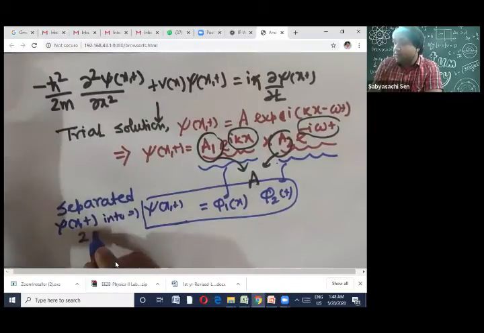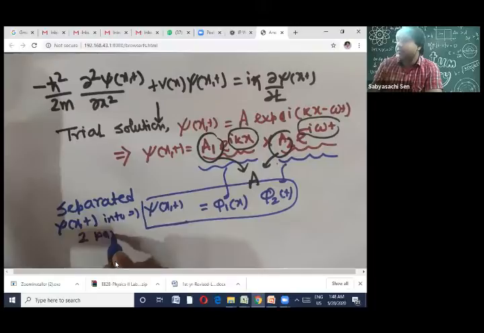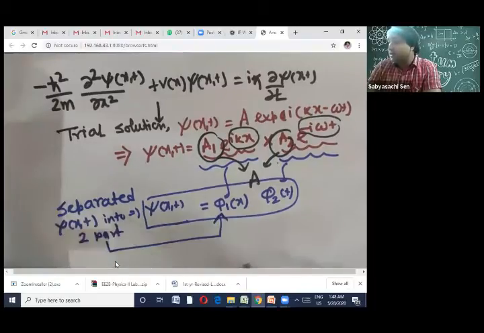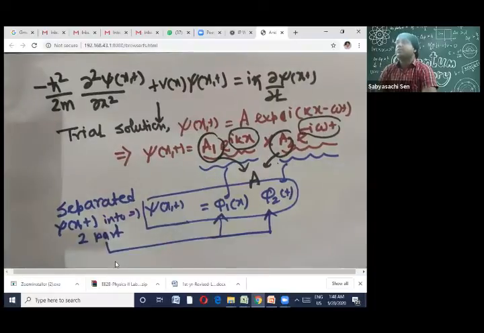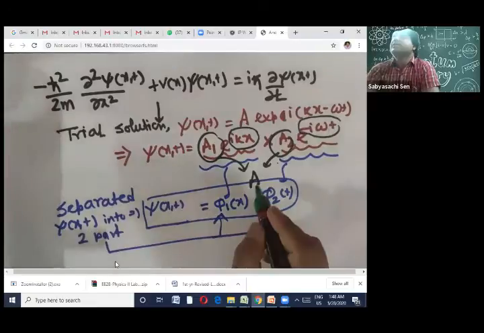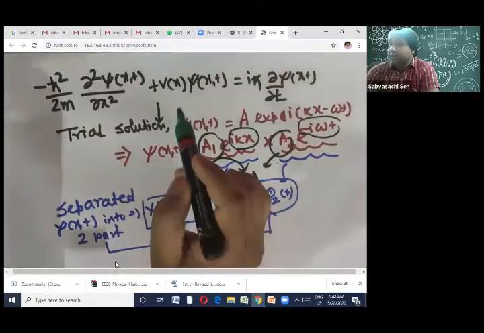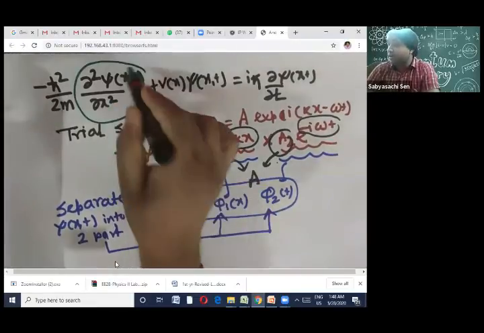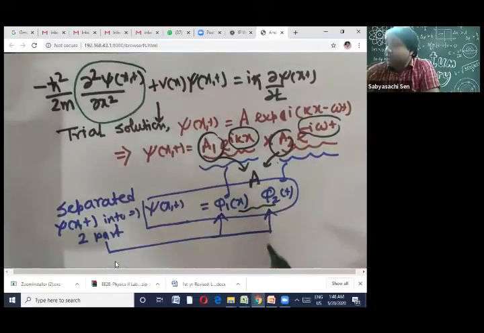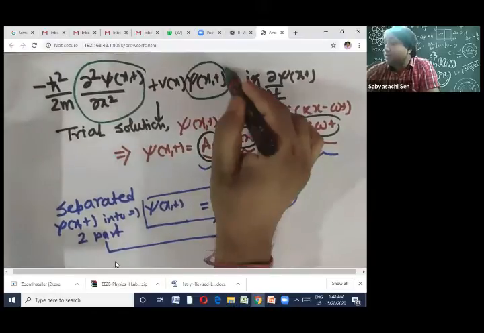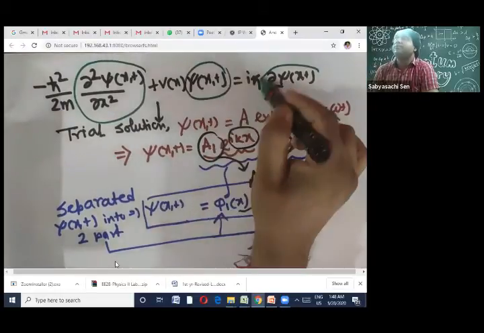Okay. One part is an x-dependent part and the other part is a t-dependent part, and that is the beauty of separation of variables. I hope you realize it. It's not difficult at all. So what I have to do now is replace all the psi's in the Schrodinger equation with the help of these phi's.